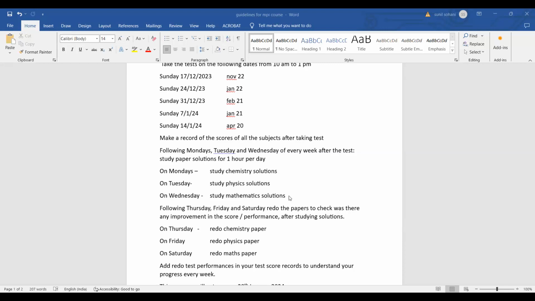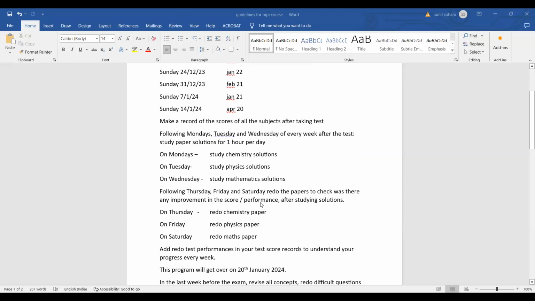After you have studied, you feel you have understood everything you missed out. Then in the same week, on Thursday, Friday, Saturday, you have to redo the papers of each subject, 1 hour every day. Thursday, you redo the chemistry paper. Friday, you do the physics paper. Saturday, you do the maths paper. And again, record the scores.